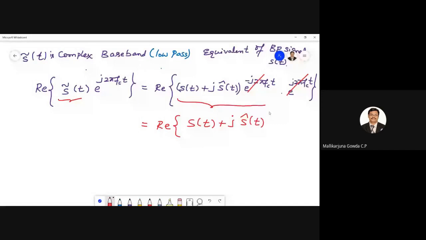Right? So which is equal to what I can say? Real part of this. What is the real part in this? S of t. Okay. So S of t is equal to what I can say, real part of S tilde of t into e power j 2 pi fct. So this is my original band pass signal, what I can say, right? Yes or no? This is my original band pass signal.